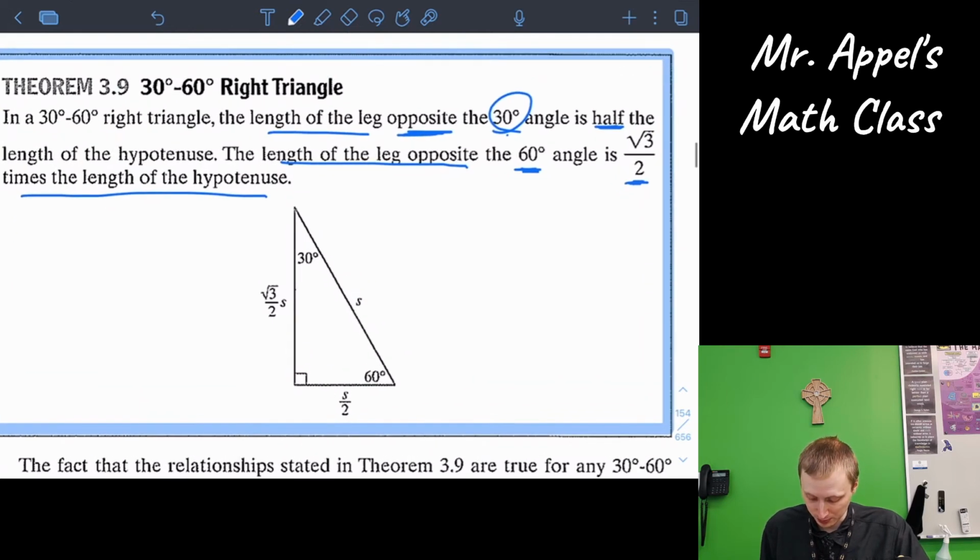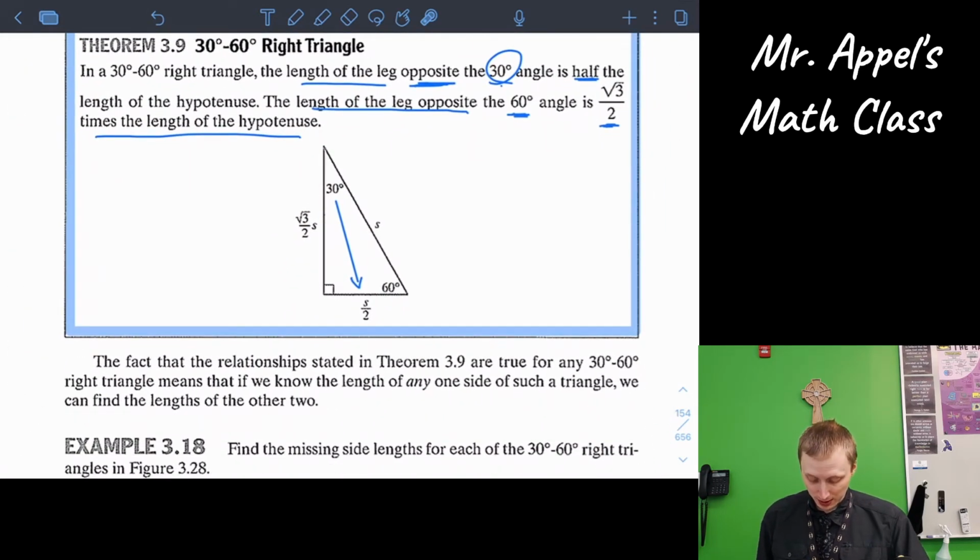Right? So notice there, the 30, the smaller angle is across from the smaller side. We already knew that from our triangle inequalities. So the 30 is half whatever the hypotenuse was. And across from the 60 is the root 3 over 2.